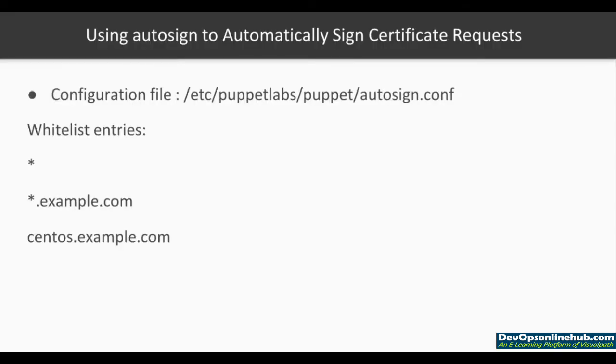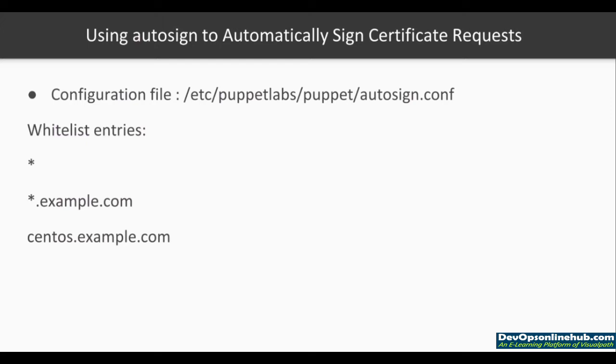Finally, we will look at how to use the autosign feature to sign certificate requests automatically. As the infrastructure grows, there will be hundreds and thousands of nodes connecting to the Puppet server and making certificate signing requests. Wouldn't it be better if there was a mechanism to make this happen automatically? There is a solution to this problem, the autosign feature.